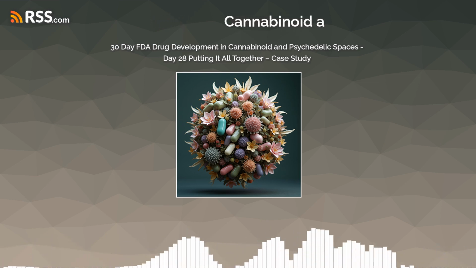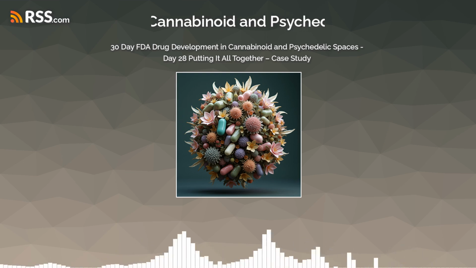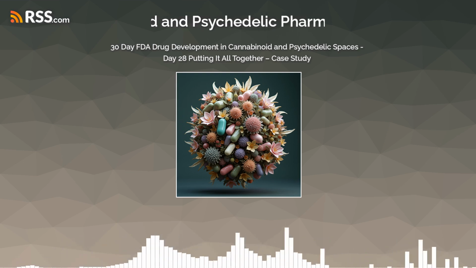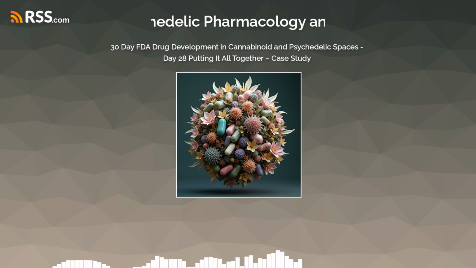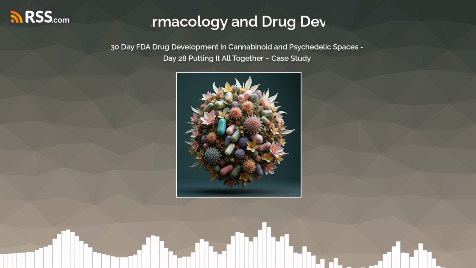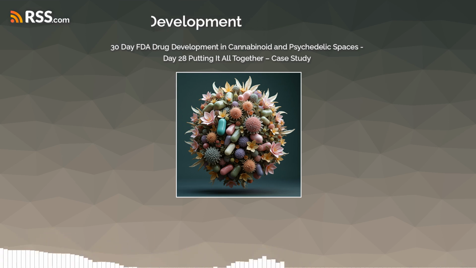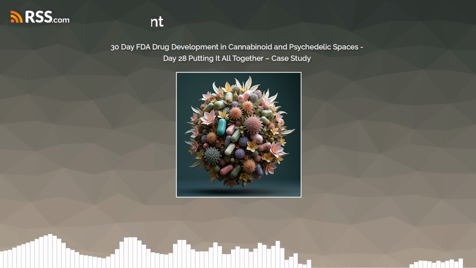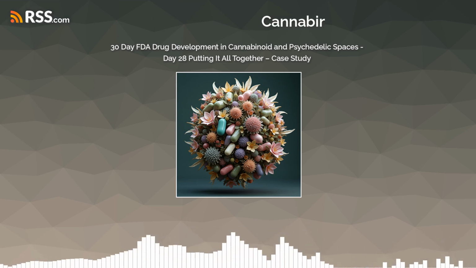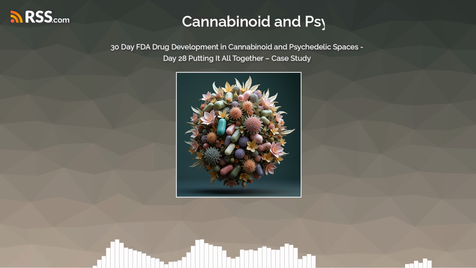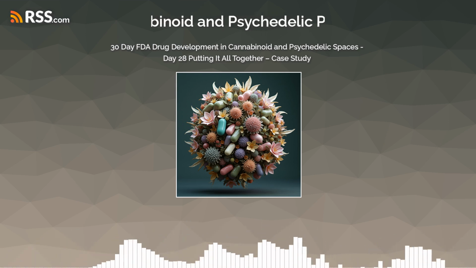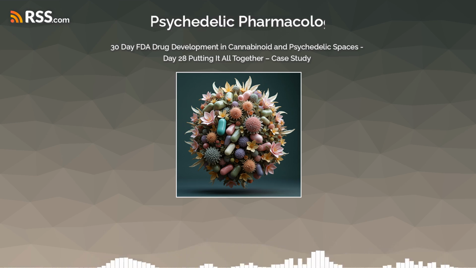Exactly. And we also need to include storage instructions to ensure the product's stability and prevent degradation. Right, because like we talked about earlier, psilocybin can be sensitive to light, heat, and moisture. Proper storage is key for preserving its potency. Precisely. And finally, the label should include contact information for the manufacturer, in case consumers or healthcare providers have any questions or concerns.